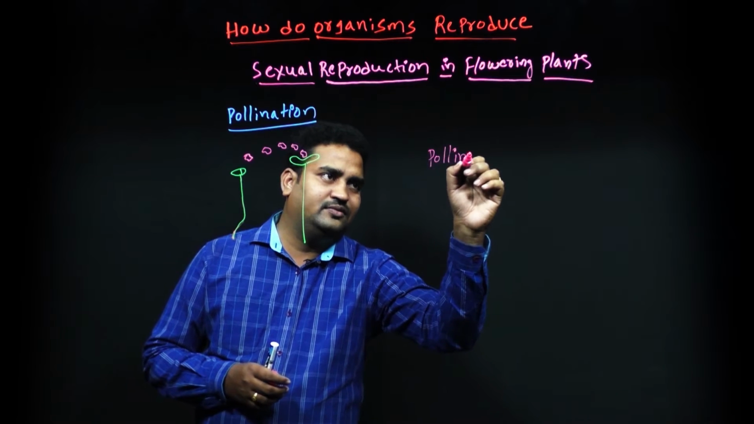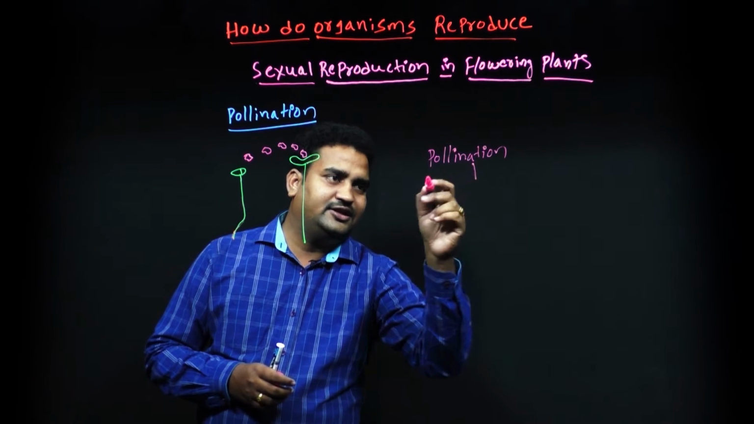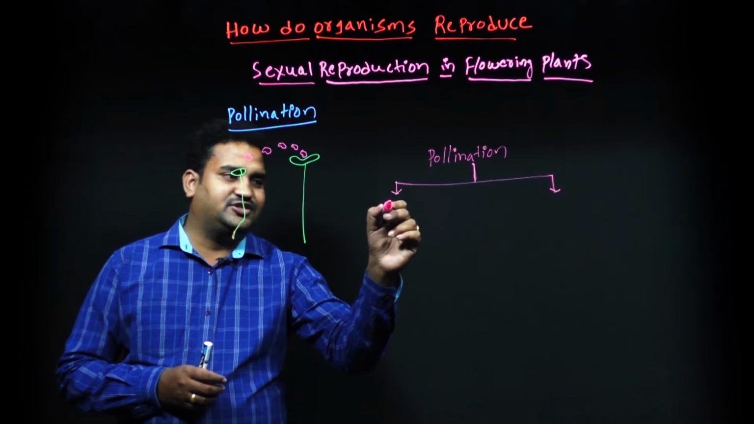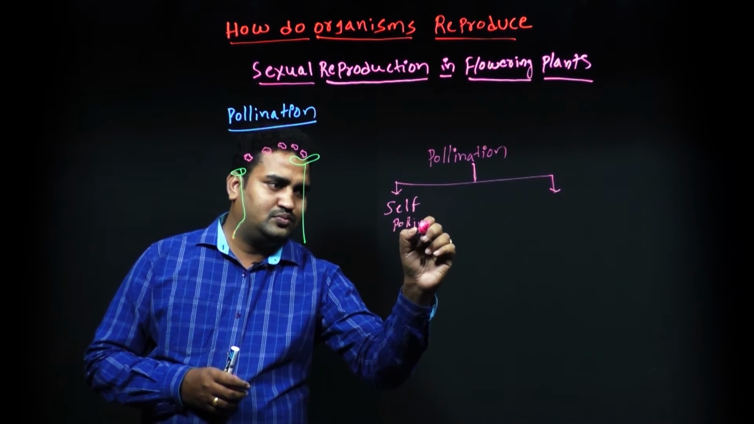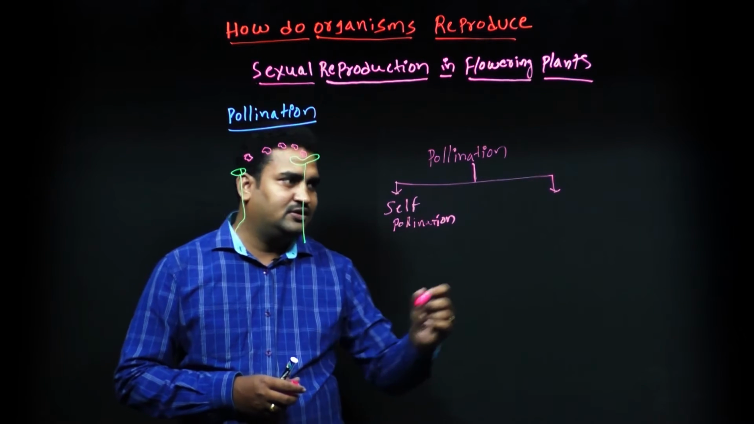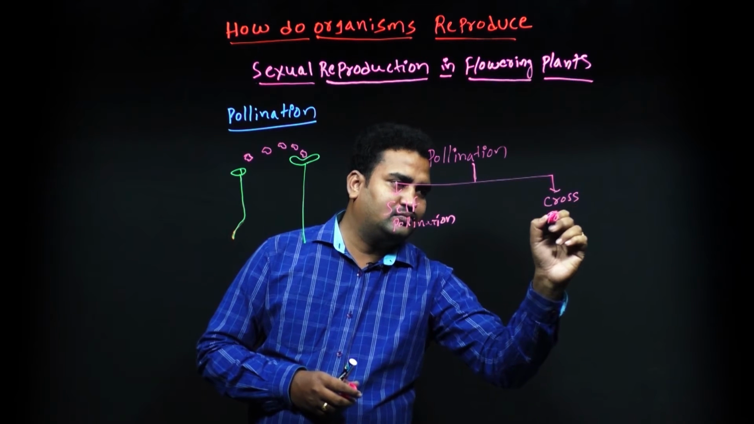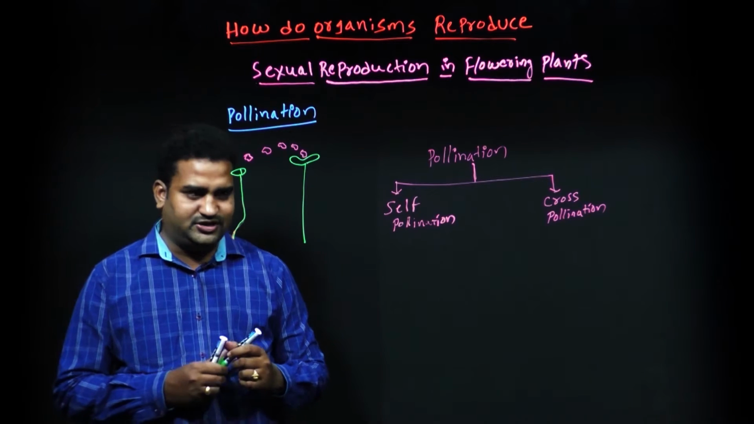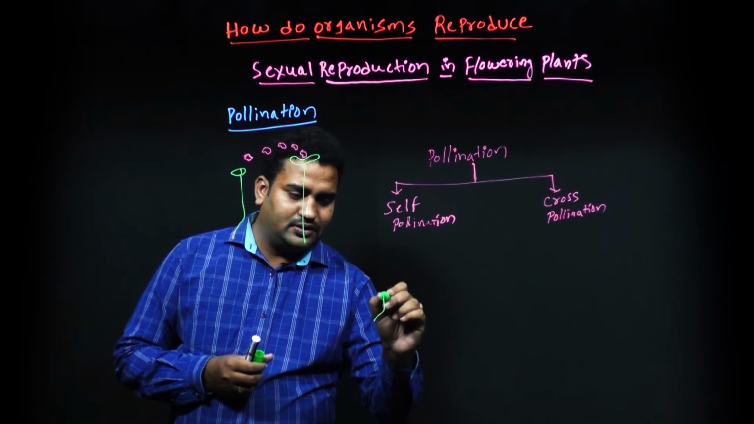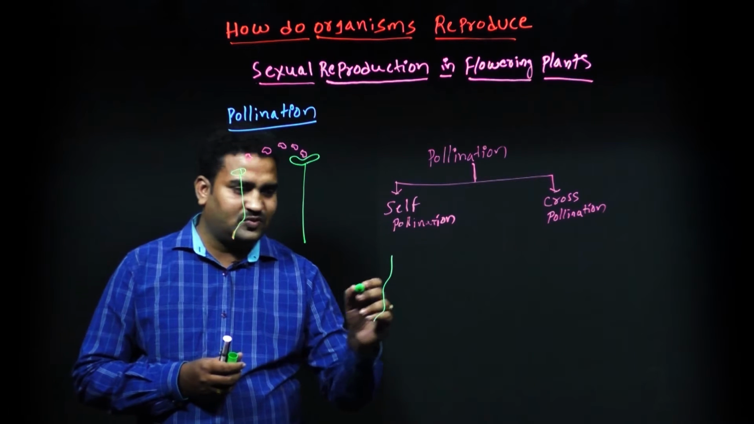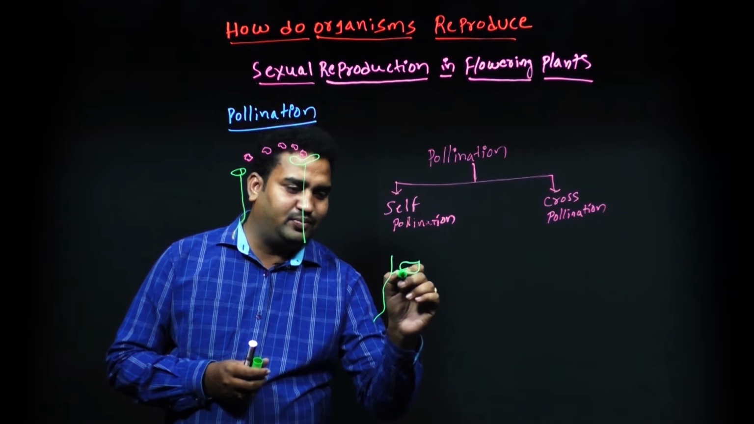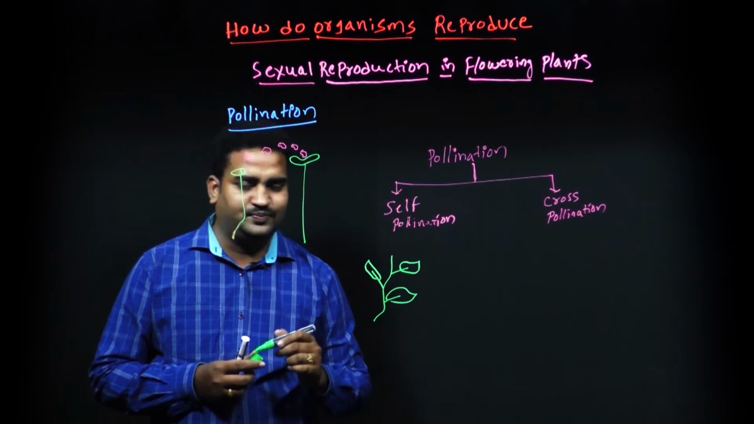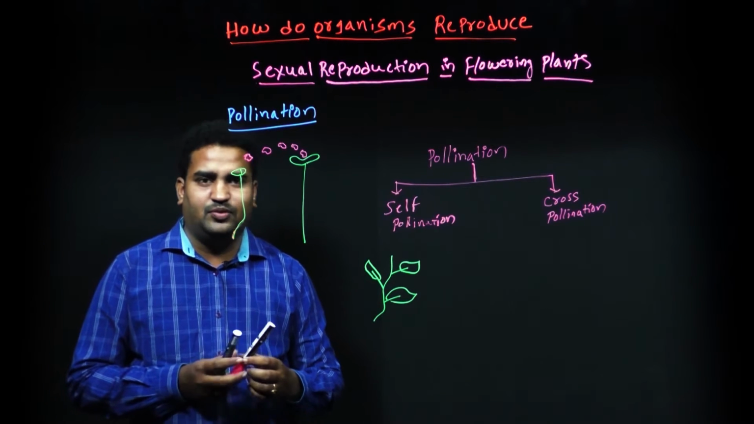Generally it is two types. One is self-pollination and another one is cross-pollination. So let us understand what is self-pollination. If the pollen grains from the anther of the same plant fall on the stigma of the same plant, that is known as self-pollination.